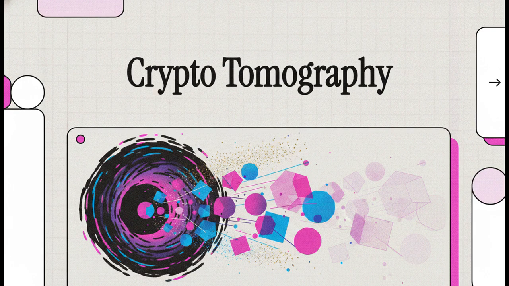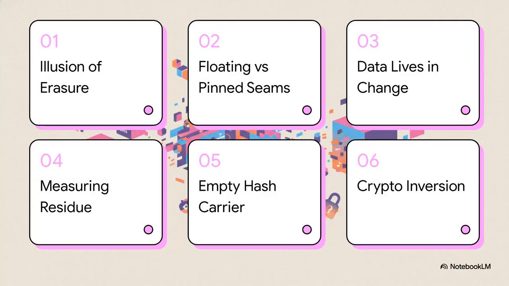It's just hiding. To make sense of all of this, we're going to follow a pretty clear roadmap. We'll start with the illusion of erasure, compare floating versus pinned seams, look at how data actually lives in the change, measure the hidden residue, explore the empty hash carrier, and wrap up by totally reframing cryptographic inversion.